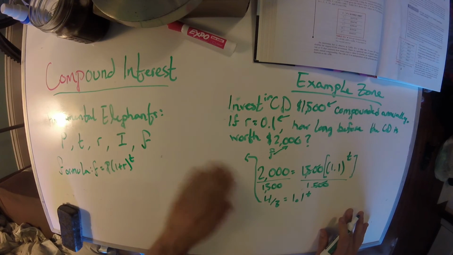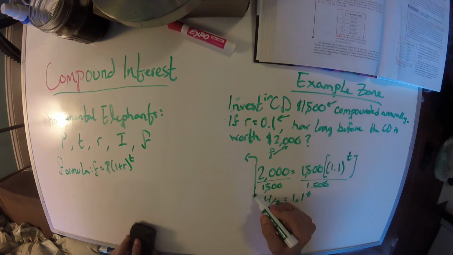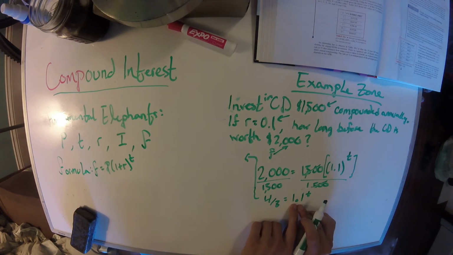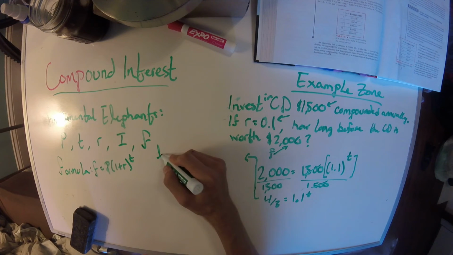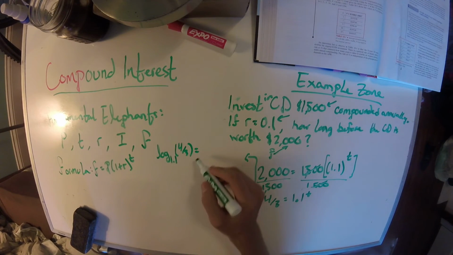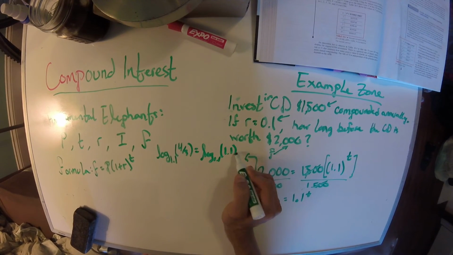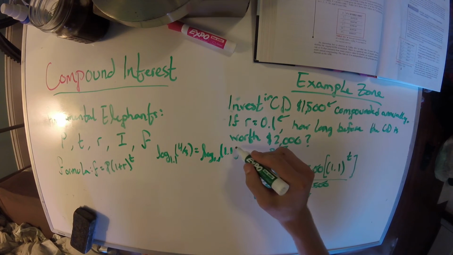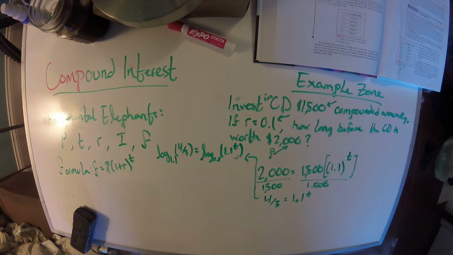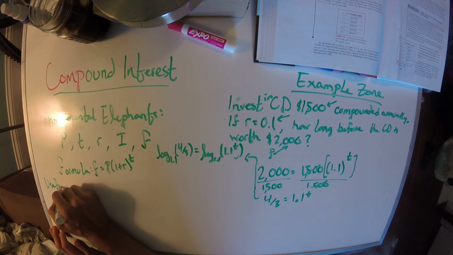Okay, so wrapping both sides in a logarithm with base 1.1, we'll have log base 1.1 of 4/3 equals log base 1.1 of 1.1 to the t. And now I'm just going to put a little section of useful log rules over here, and I'm going to write them down as they become useful.